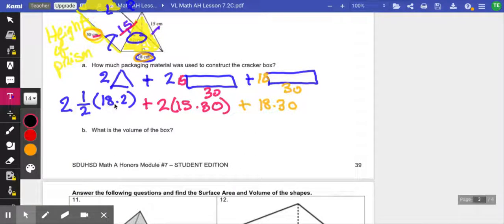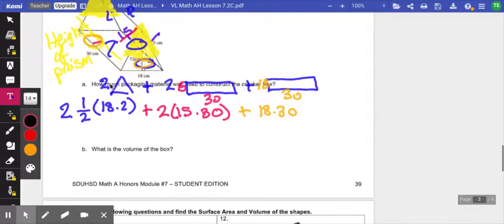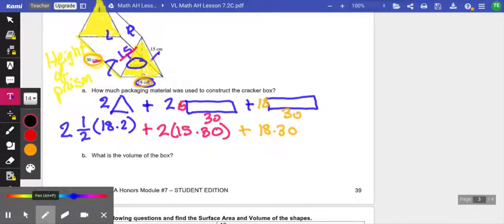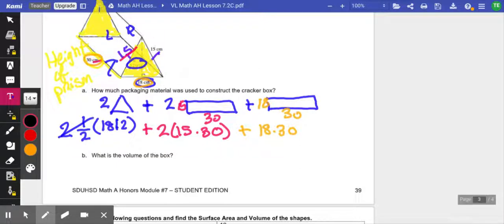So 18 times 2 is 36. Half of 36 is 18. Oops, I put a 2 there. I think I wrote that wrong. That's a 12. It just didn't come up when I put my pen down. Let's go again. That's a 12. Okay, there we go. Okay, so the 2 and the 1/2 are going to cancel out. And 18 times 12 is 216. So I got 216.